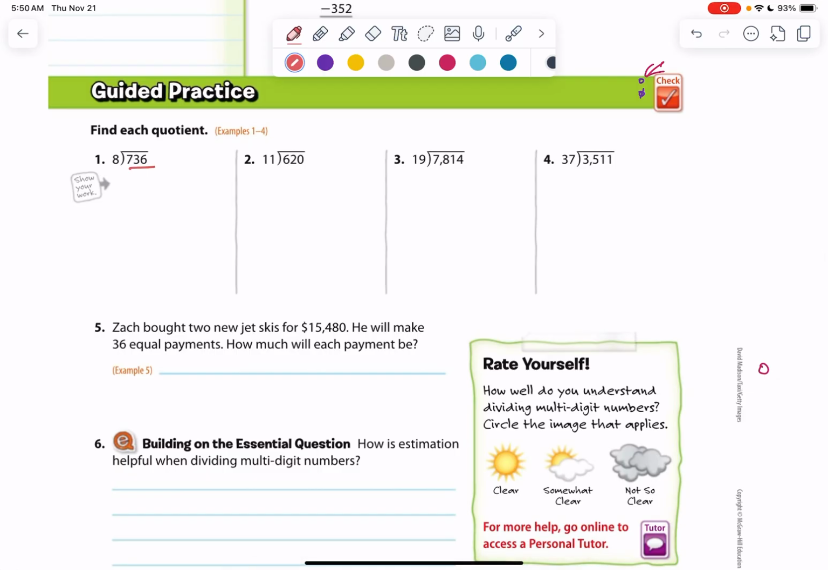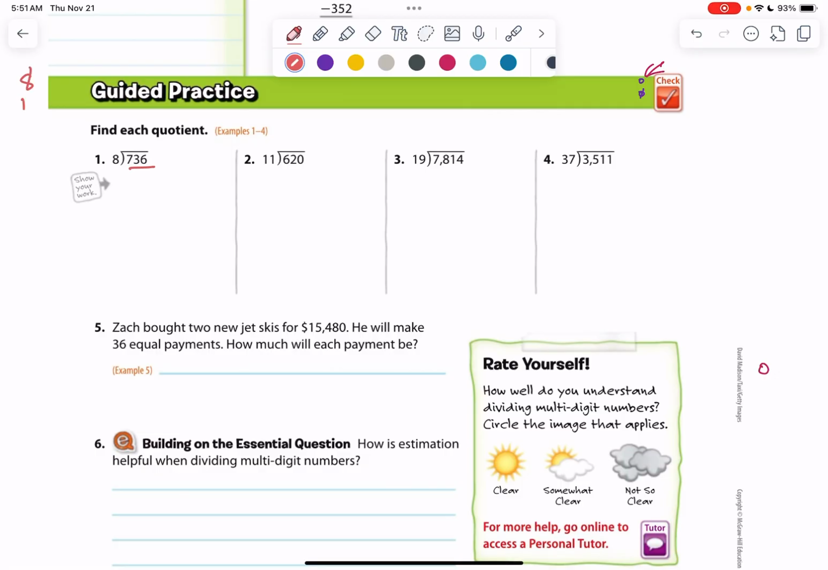736 divided by 8. Okay? So right away, I know I probably need to skip count by 8s. And I did do that on the other page. So if you did that with me, you could just flip back to it. I'm going to rewrite it here.